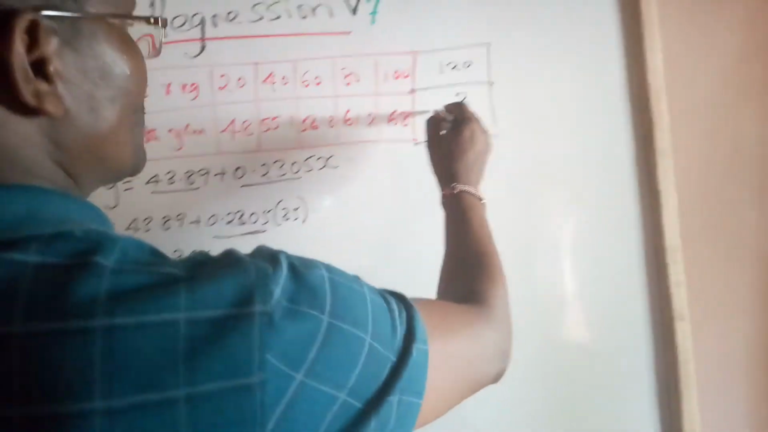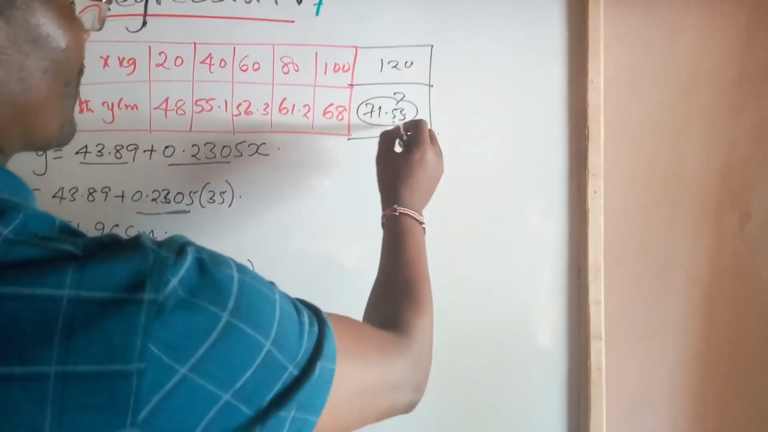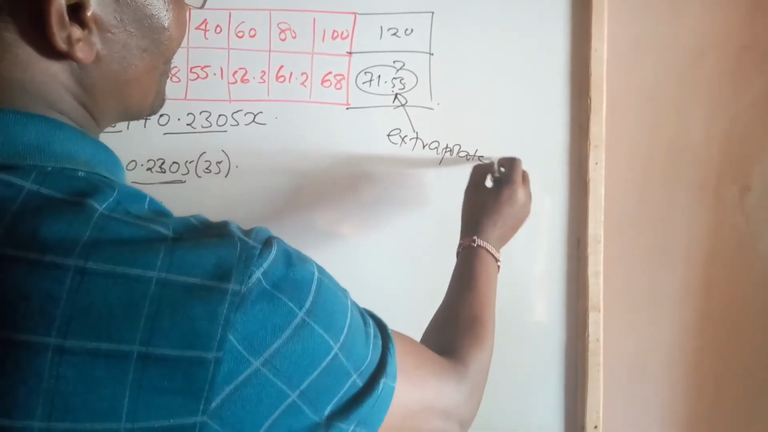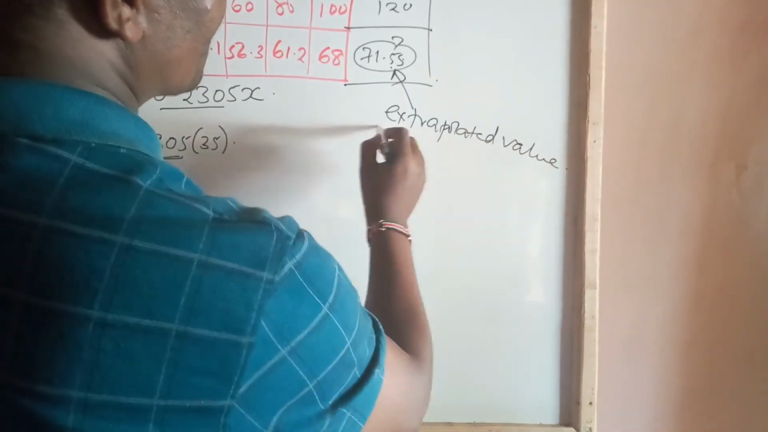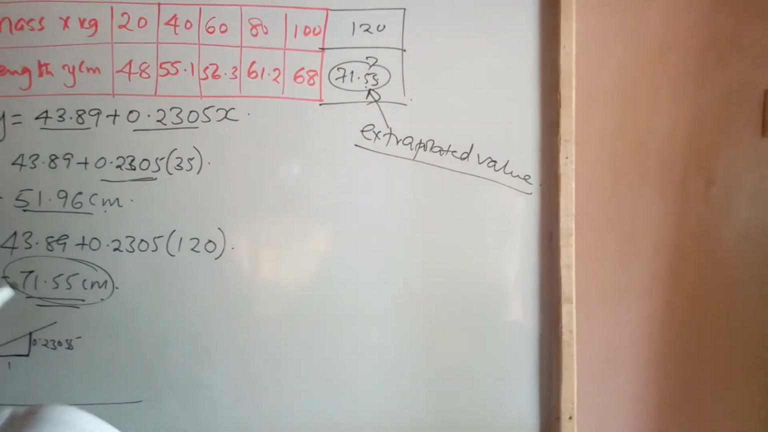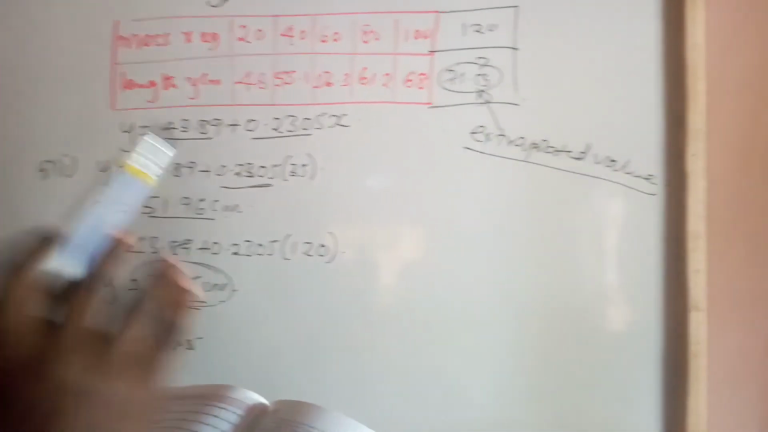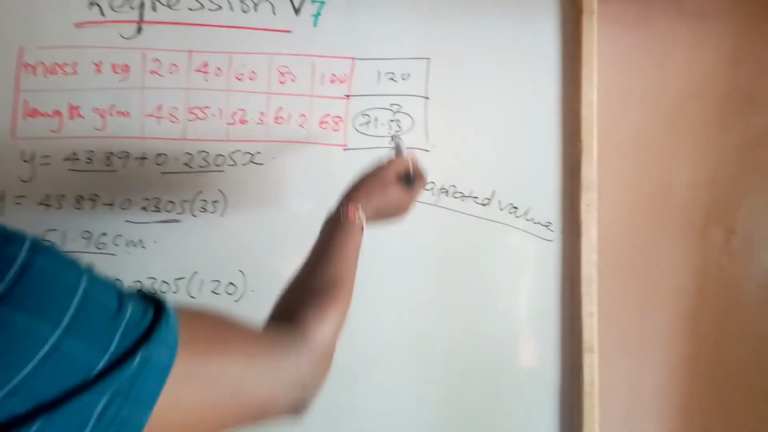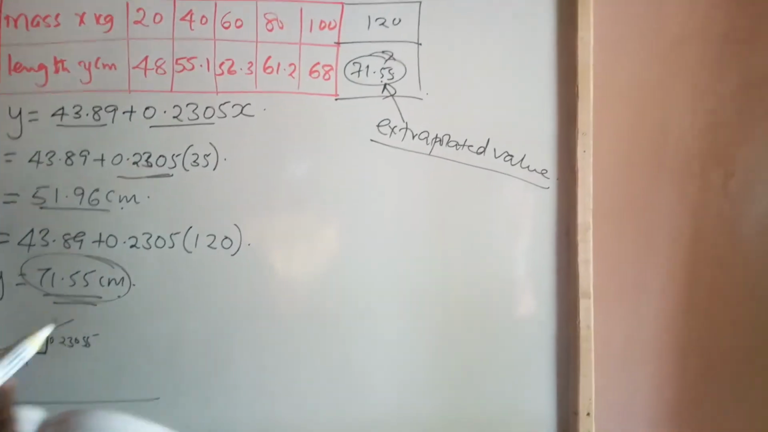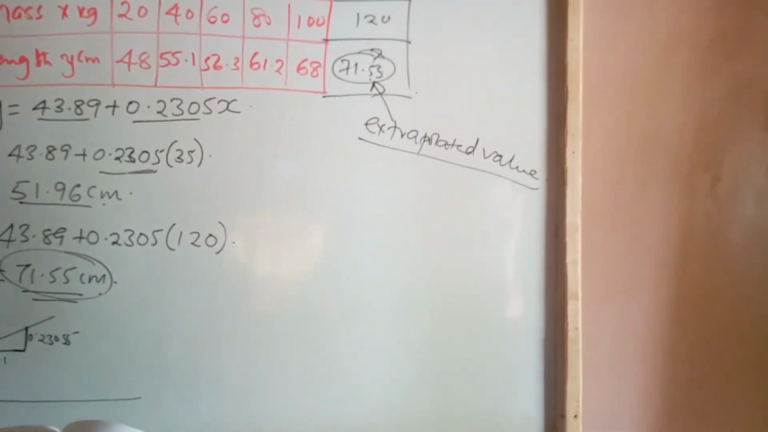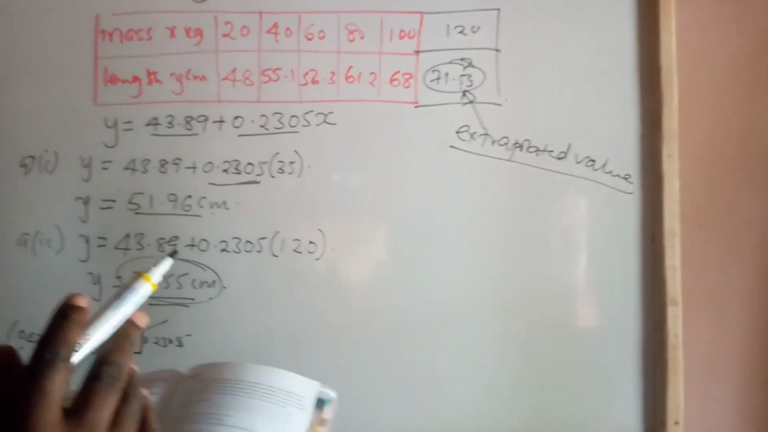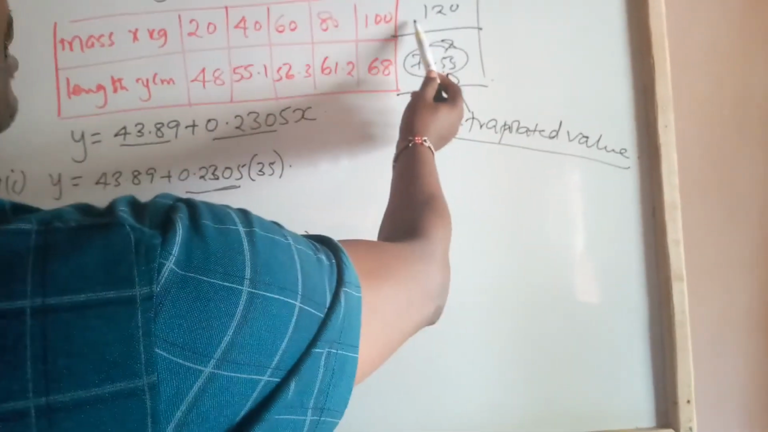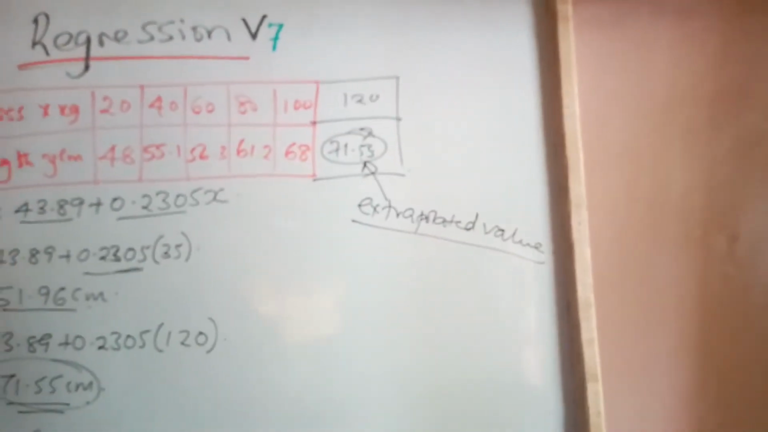So the value of y, which is 71.55, is an extrapolated value. It is a value that should not be relied on so much, because we don't exactly know how the spring would behave beyond 100 kgs. Of course, it is a value that we have realized through calculation, but it should be used with a lot of caution. It is extrapolated because in the first place 120 was outside the range. All right.